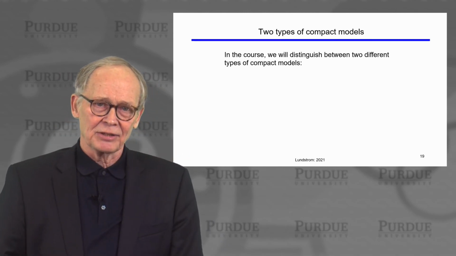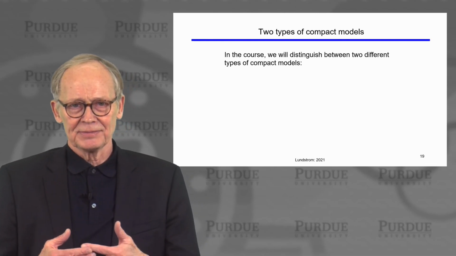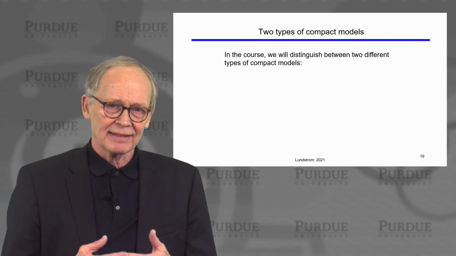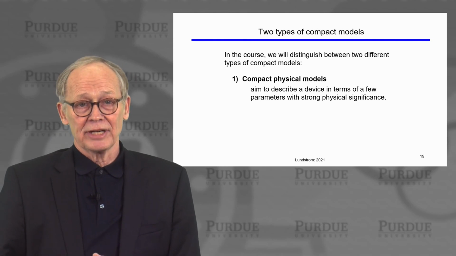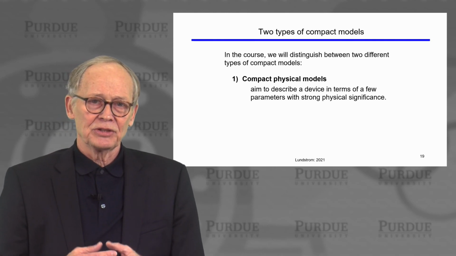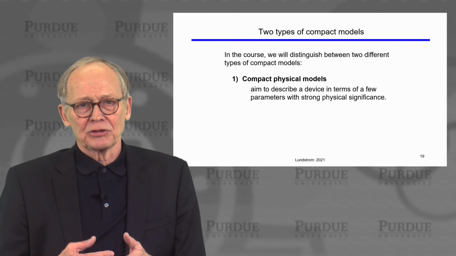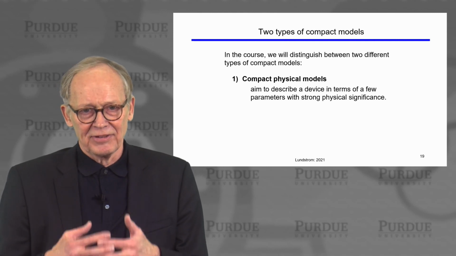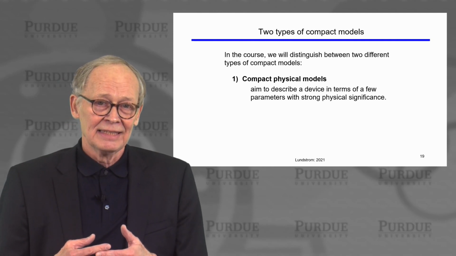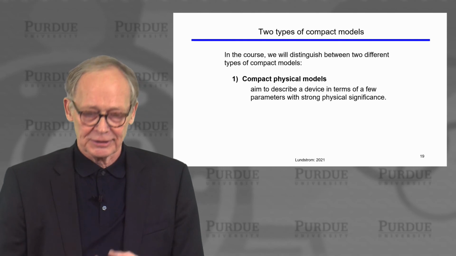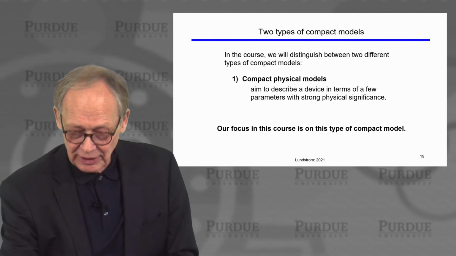Finally, we talked briefly about compact models. So a compact model is an analytically simple set of equations that describe the IV characteristics of a MOSFET. Now, we tried to distinguish between 2 types. In this course, we're going to be using very simple compact models as a way to describe the device in terms of a few parameters that have a strong physical significance. We're going to be using this compact model to develop understanding of how the transistor works. This is where our focus is in this course.